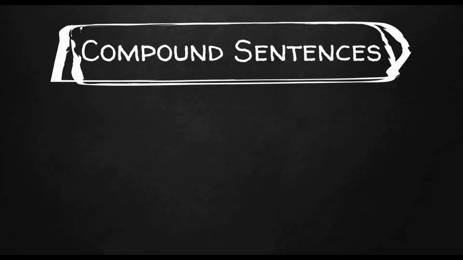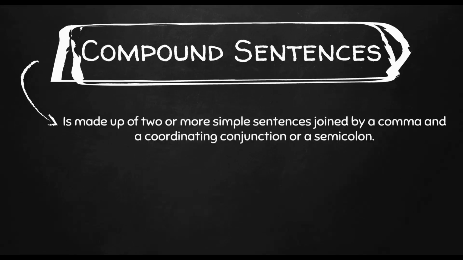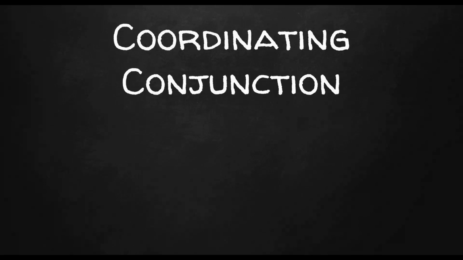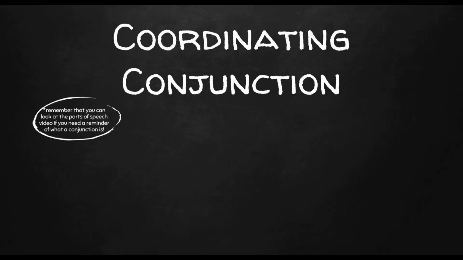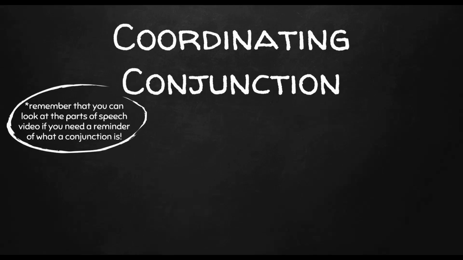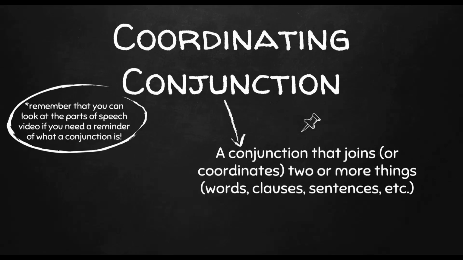Now we have compound sentences. Compound sentences are made up of two or more simple sentences that are joined together by a comma and a coordinating conjunction, or they're joined together by a semicolon. So first we need to talk about what a coordinating conjunction is. If you need a reminder of what a conjunction is in general, make sure you go back and watch that parts of speech video. So a coordinating conjunction is a conjunction that joins or coordinates two or more things like words, clauses, sentences. Today we're talking about sentences.